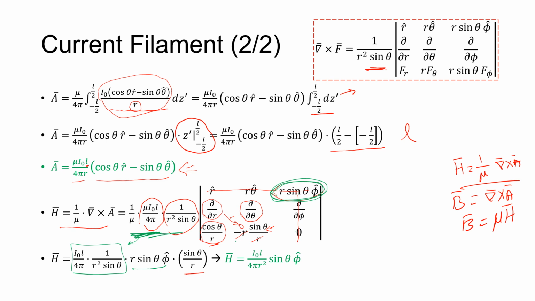After simplification, we can conclude that our H will be calculated as shown here, which is I naught L over 4 pi r squared sine theta in the direction of phi.